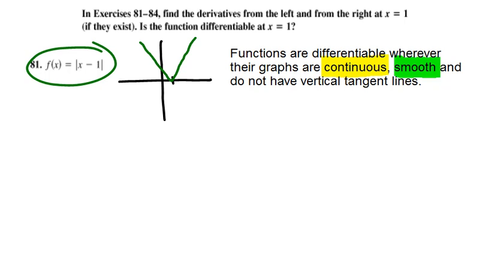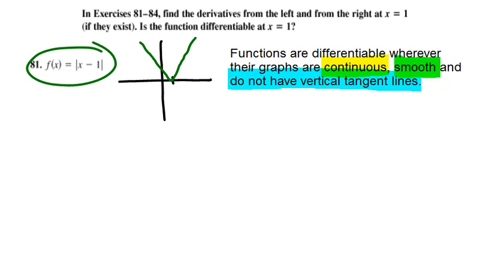So two things we've covered so far. The function must be continuous, and you can see that this absolute value function is continuous. Second of all, it has to be smooth. Even though this function is continuous for all x values, it has a sharp turn at x equals 1, and so it's not going to be differentiable there.